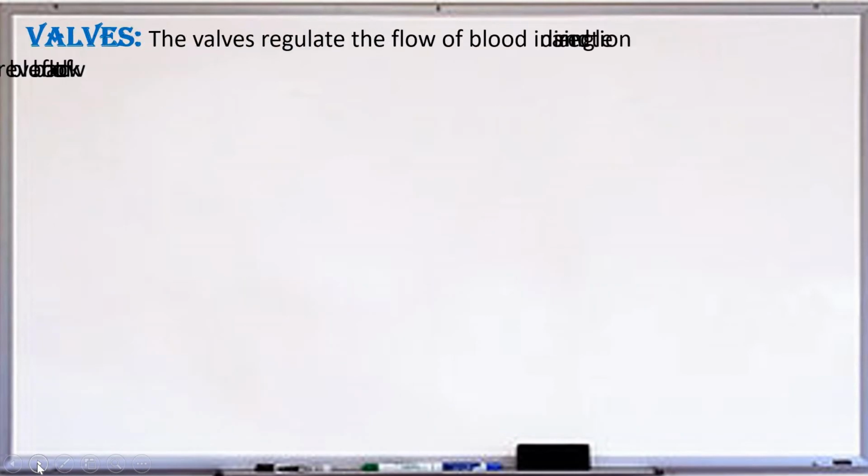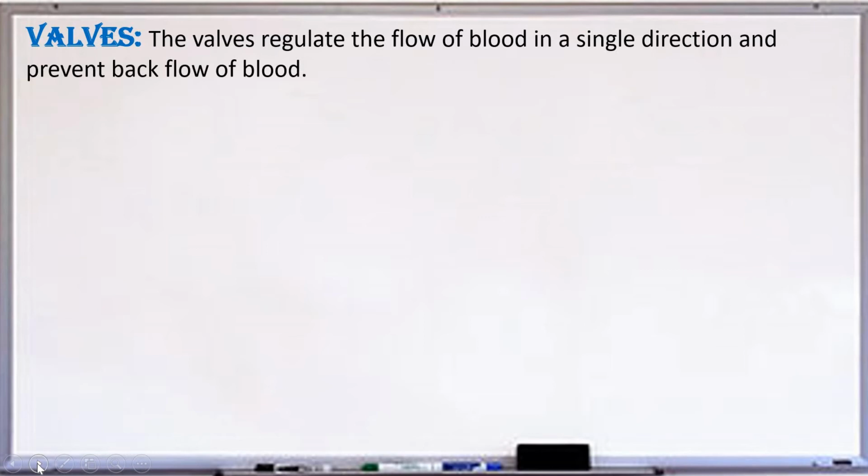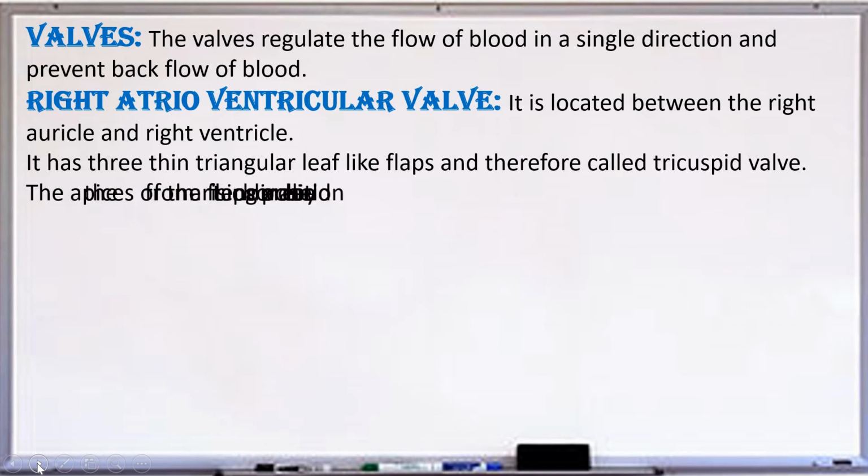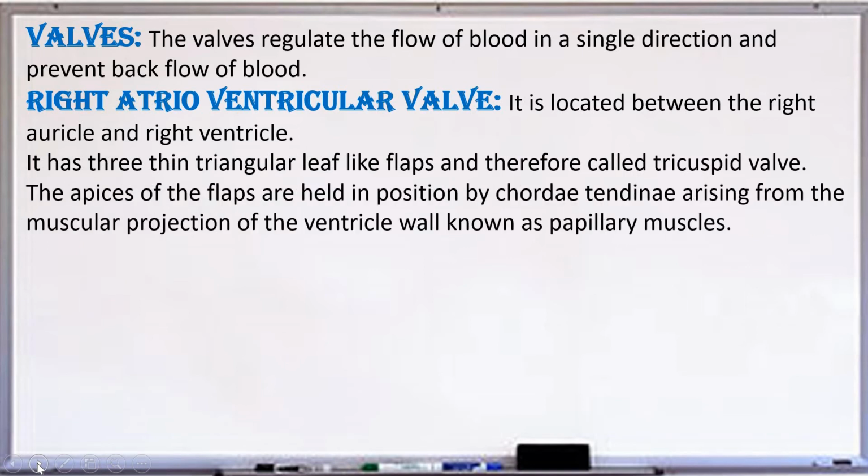The valves of the heart regulate the flow of blood in a single direction. There are 3 types of valves: right atrioventricular valve, left atrioventricular valve and semilunar valves. The first one, the right atrioventricular valve, is located between the right auricle and right ventricle. It has 3 thin flaps and therefore it is called the tricuspid valve, and these flaps are held in position by chordae tendineae.